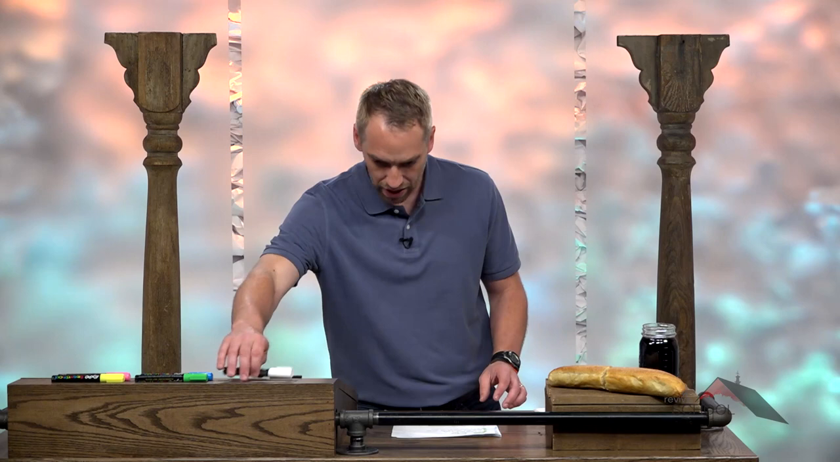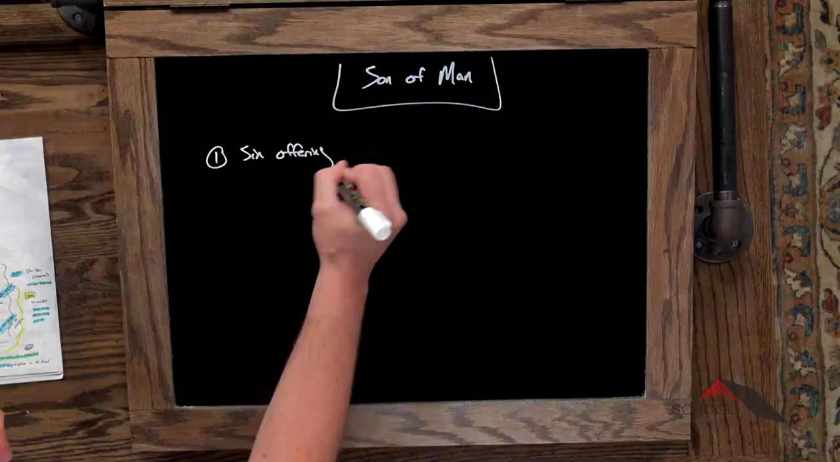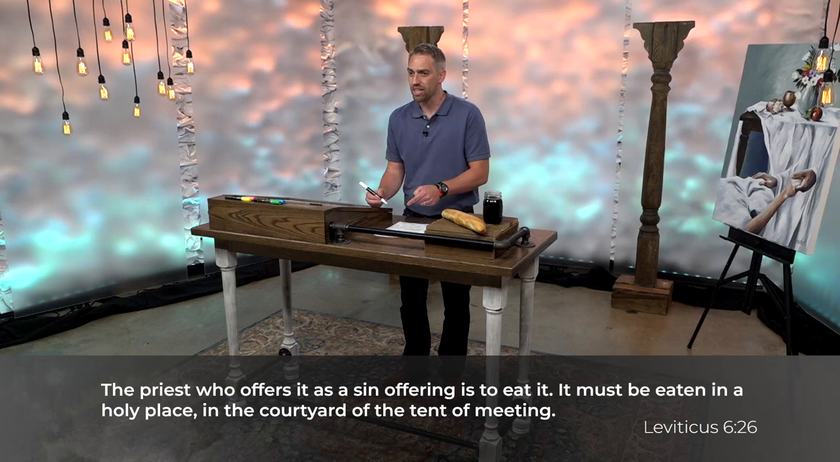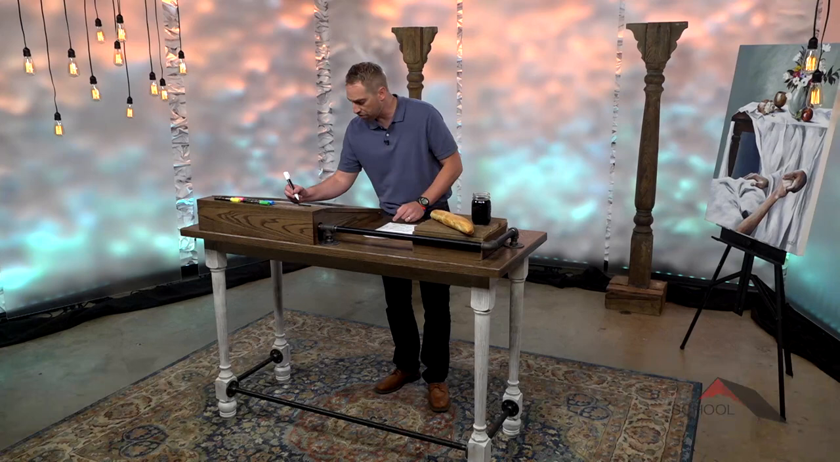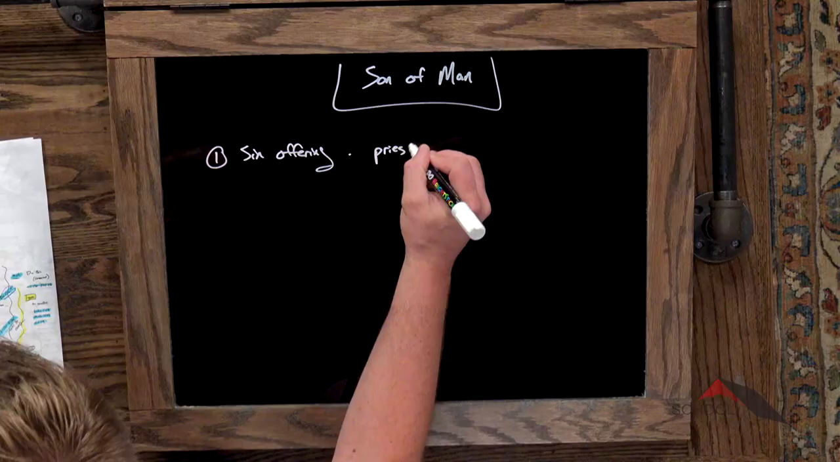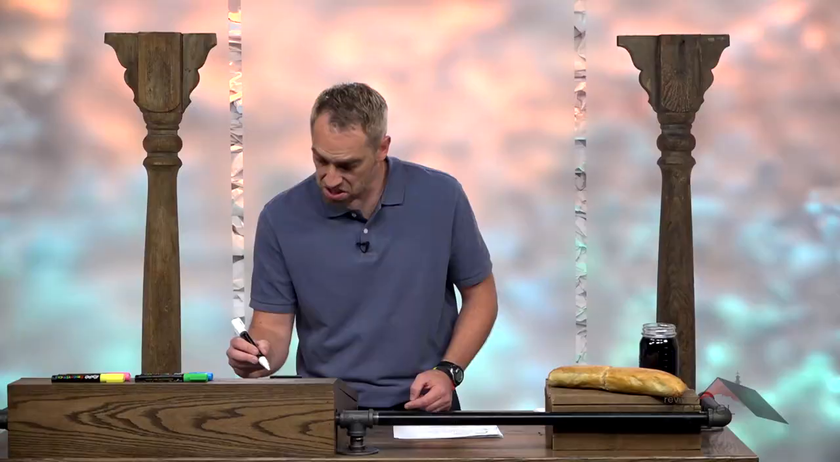Now think about this, okay? We're going to go back to the Old Testament. That's all we know, right? That's all these guys knew. Kevin, if you would, go to Leviticus 6:26. "The priest who offers it as a sin offering is to eat it. It must be eaten in a holy place in the courtyard of the tent of meeting." So the sin offering, who's supposed to eat it? Priest. So now watch, this is all going to start making sense.